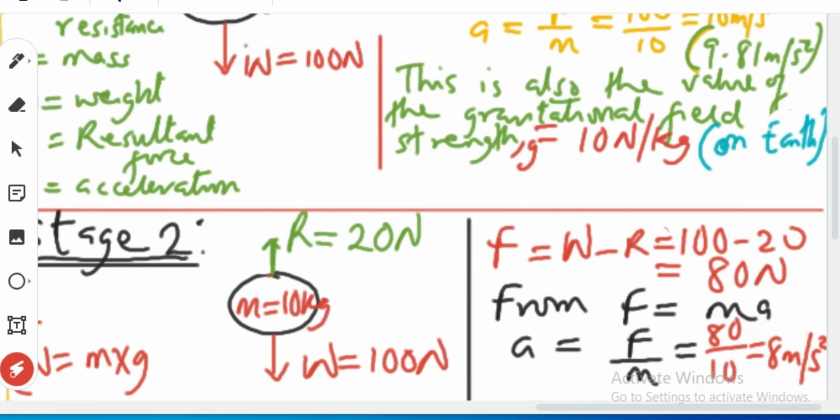Now, please listen up. This is very, very important. Why did the acceleration decrease? Because the air resistance increased. Now, you need to explain it properly. The air resistance increased, and because the air resistance increased, the resultant force decreased. And because the resultant force decreased, the acceleration decreased. This is still an acceleration because it's positive, which means the object is still moving faster.